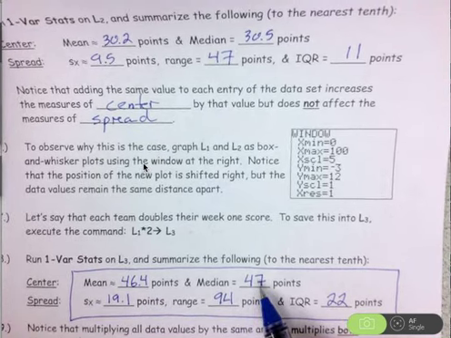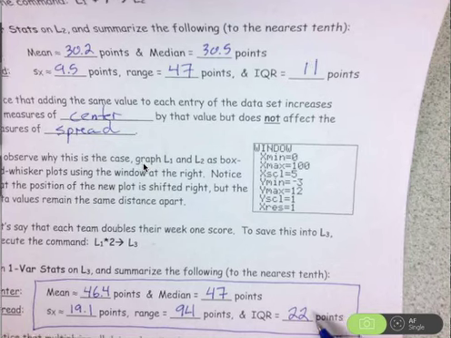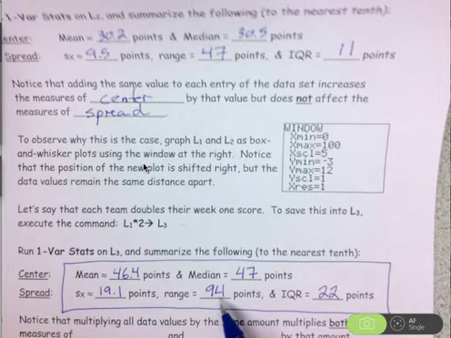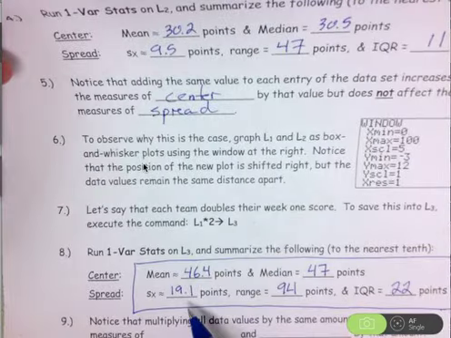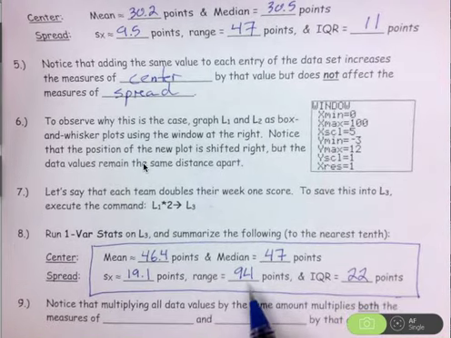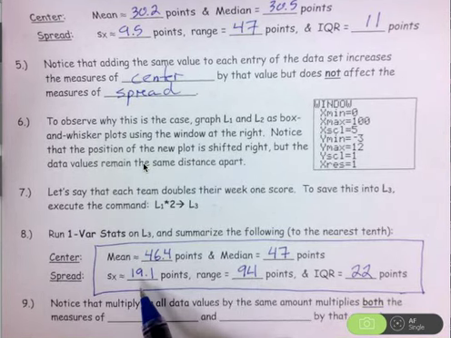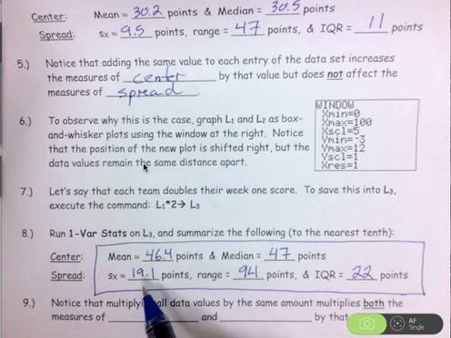But this time, notice what's happened to the measures of spread. The old IQR was 11. Here's the new one. The old range, 47. Here's the new one. The old standard deviation, 9.5. Here's the new one. So the measures of spread have also been doubled. Double the 11 makes our new IQR of 22. Double the 47 makes our new range of 94. The standard deviation, double the 9 is 18, and double the 0.5 is another 1, so that makes 19. The reason it's 19.1 is because we rounded these values. So the standard deviation is in fact exactly doubled.